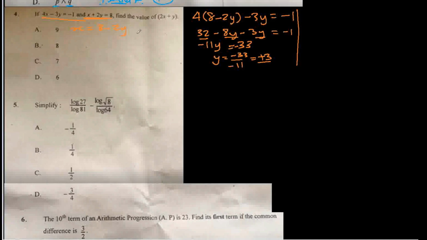So let's find x. x was 8 minus 2y. x is 8 minus 2 times y, and y is 3 now. 8 minus 6, 2. And now they want 2x plus y. 2x plus y will be 4 plus 3, 7. C is the answer in this case.